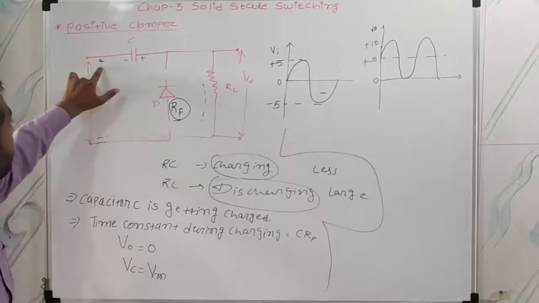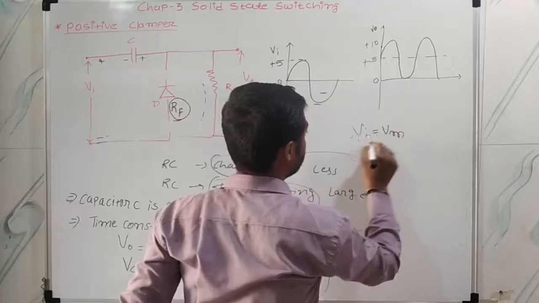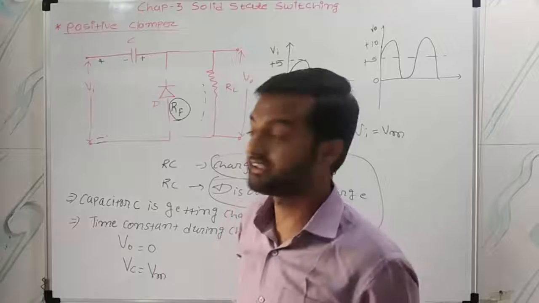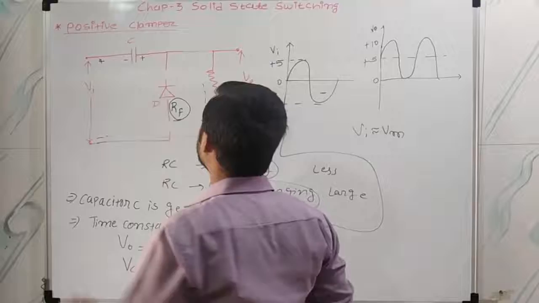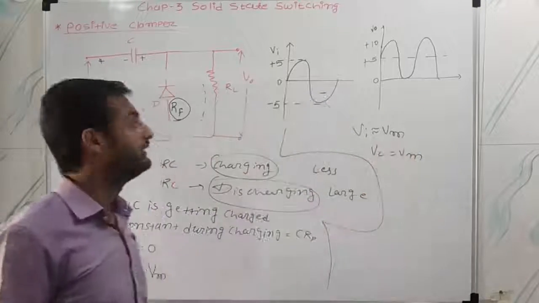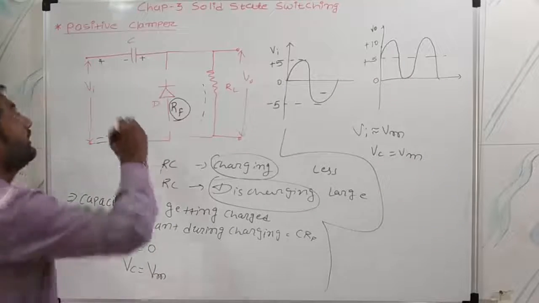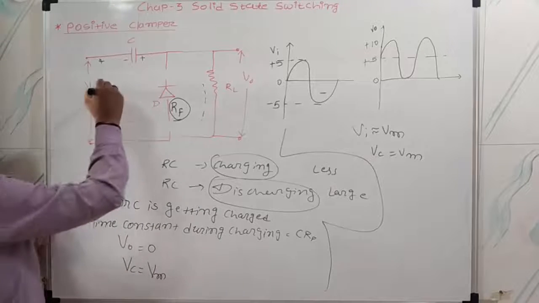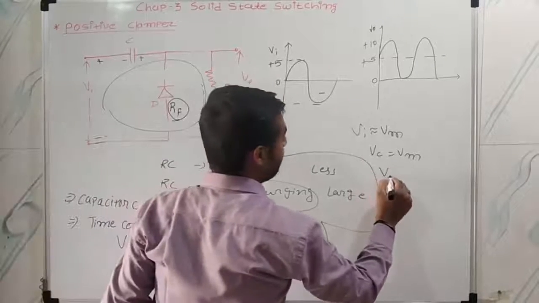Now what will happen? See, input VI equals VM. Why? Because the capacitor always charges up to the input voltage, so approximately VM, right? Capacitor VC equals VM, right? Now what will we do? Just take a KVL, right? Just apply KVL for this loop, the whole loop, then what will happen?